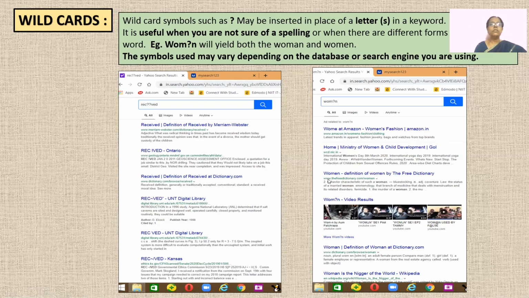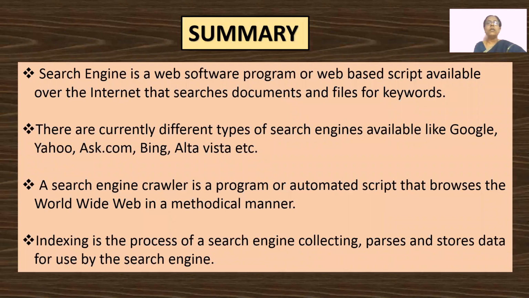So you understood. In the summary, let's see what all you learned. You learned that a search engine is a web-based software, a web-based script. They are available over the internet, and it starts searching for the keyword that you give. The different types of search engines are Google, Yahoo, Ask.com. And a search engine crawler is a program, an automatic script, that browses over the World Wide Web and methodically searches for your information. First it goes to the popularly used pages and sites and then gets the information for you. And then it also starts upgrading because it stores the information that you have searched.